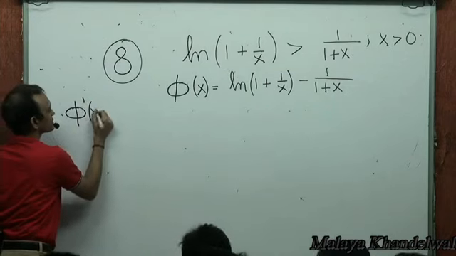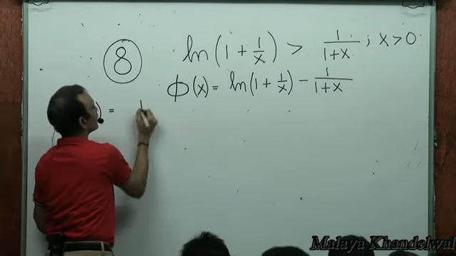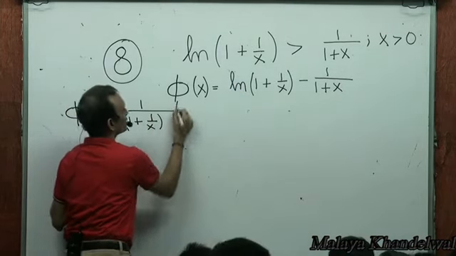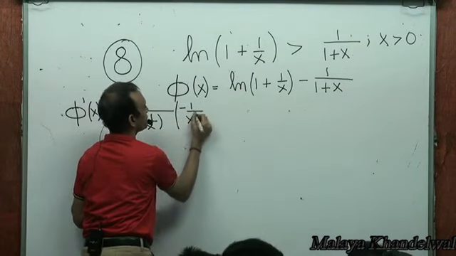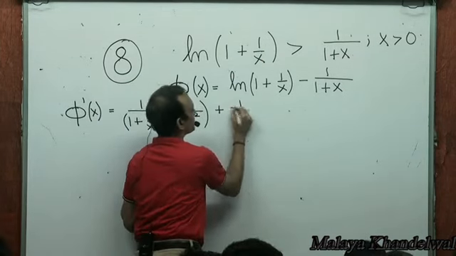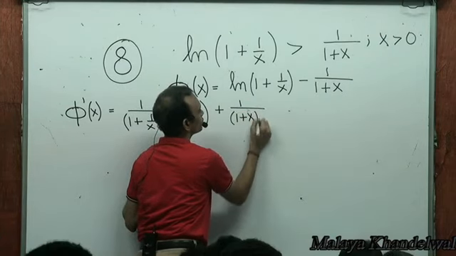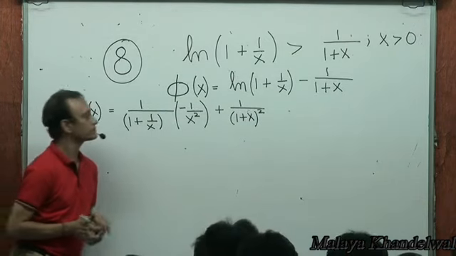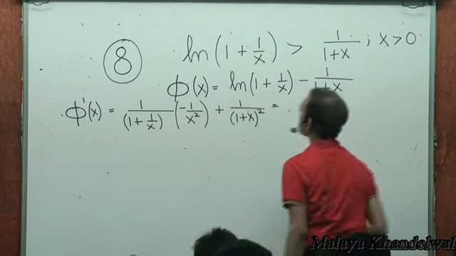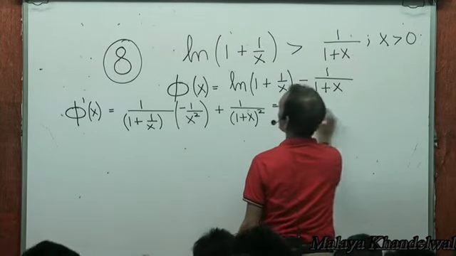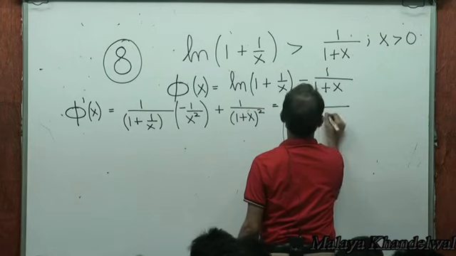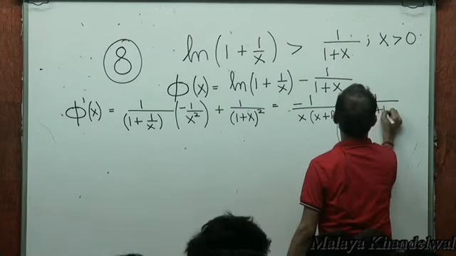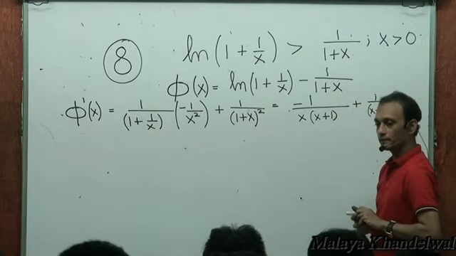Phi dashed x is 1 by (1 plus 1 by x) into minus 1 by x squared, plus 1 by (1 plus x) whole squared. Yes or no? Right? That's phi dashed x, which will reduce to minus 1 by x into (x plus 1), plus 1 by (x plus 1) whole square. Right?